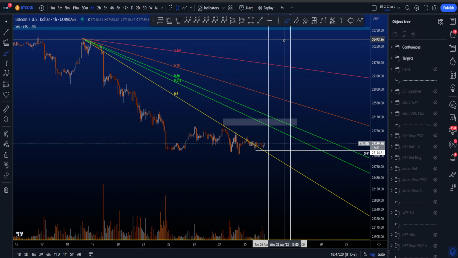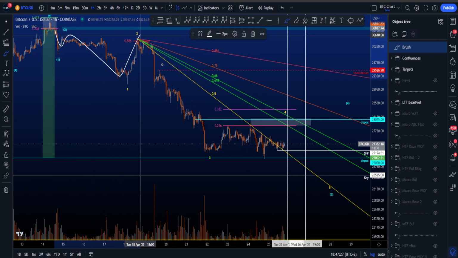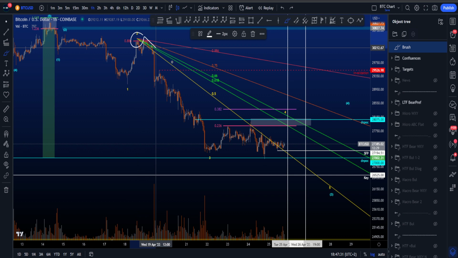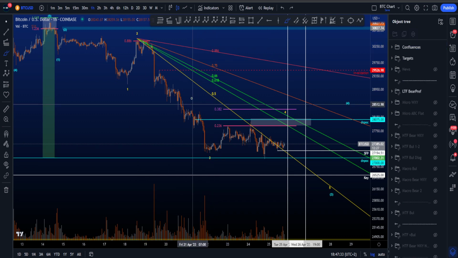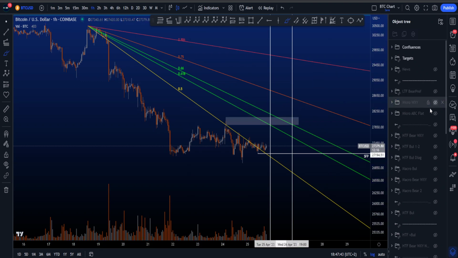So I pulled a speed fan from the high, and if I put the low time frame count on the chart, you can see 1, 2, 1, 2, then we have 3, 4, 5. And what I did is, from the high of this yellow 2 to the low of 3, I pulled a speed fan, which is this one over here, right? The fib speed resistance fan. What this shows is a couple of lines on the chart which can act as resistance, but it also takes time into account, which I like.